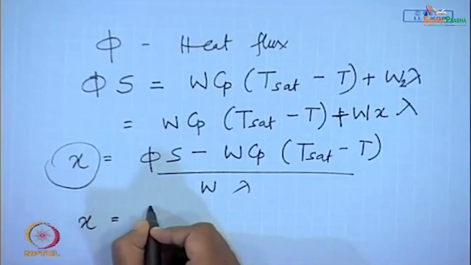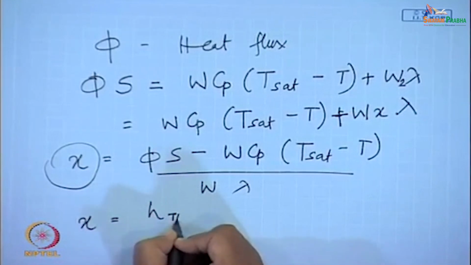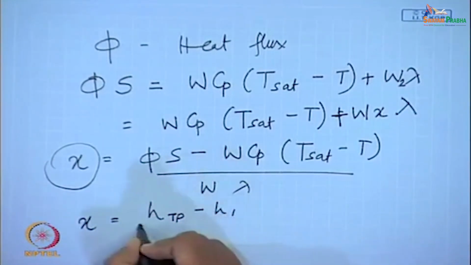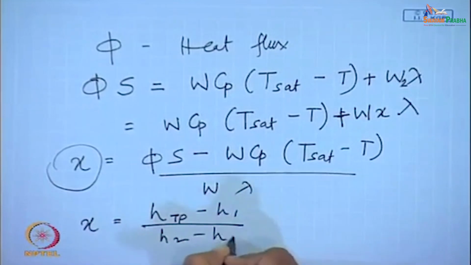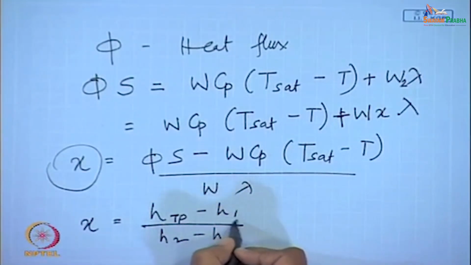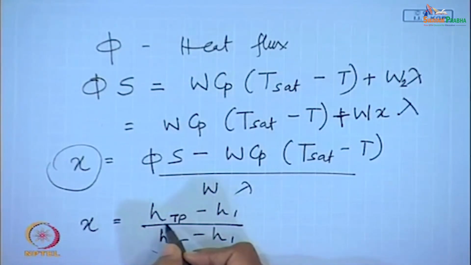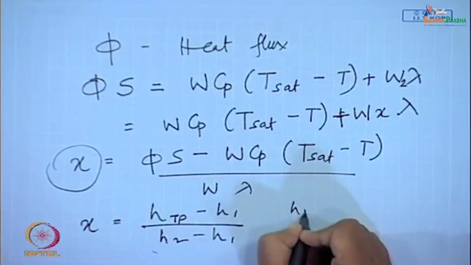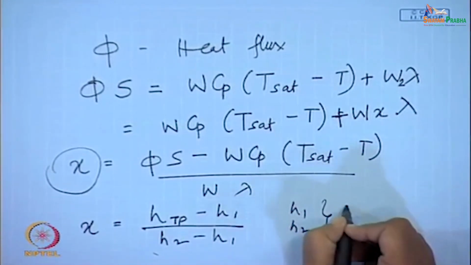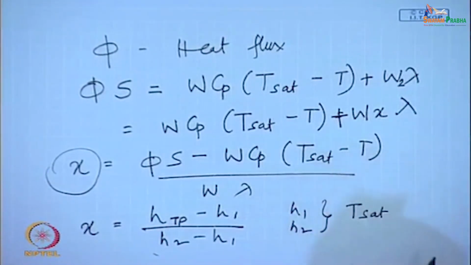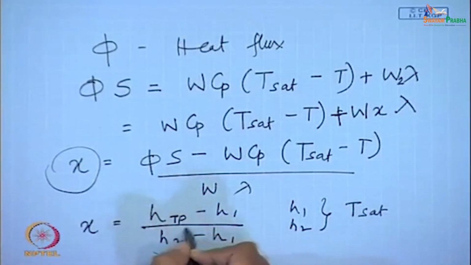These things you already know, there is nothing to tell you. In that case, x is equal to (h two-phase minus H1) by (H2 minus H1). H1 is the enthalpy of the saturated liquid, H2 is the enthalpy of the saturated vapor under the same conditions as the saturated liquid. That means, H1, H2 both of them are measured at the saturated temperature T sat, okay? And this is the two phase enthalpy.